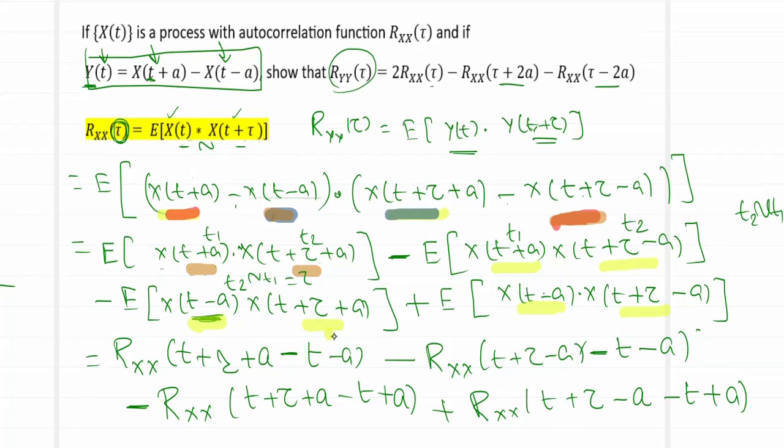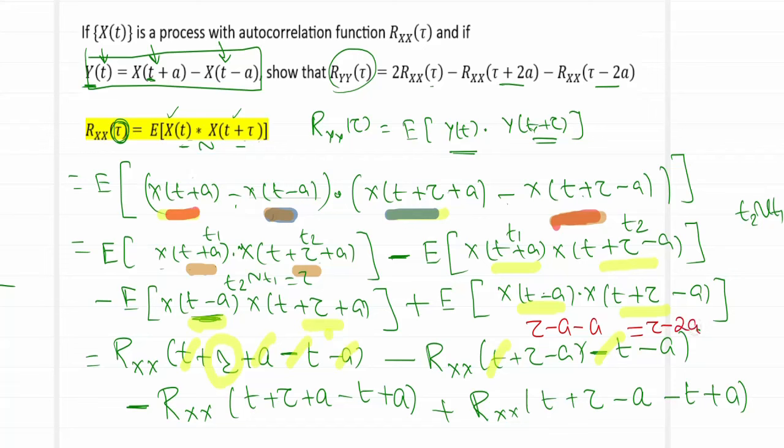Now it is mere simplification of the data which is available as the time difference. What will happen over here? You can notice that plus t minus t cancels off, plus a minus a cancels off, so just your tau alone is going to be left out. What happens in the next term? Plus t minus t cancels off, tau minus a minus a. So what will happen to this quantity? You will have tau minus a minus a, which I can write as tau minus 2a.